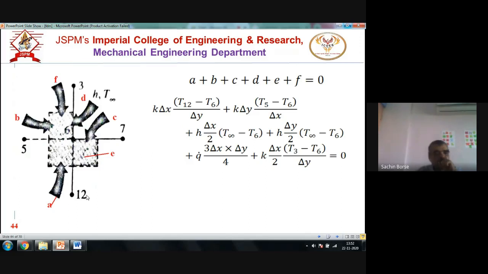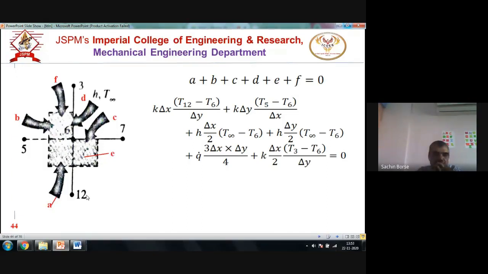Similarly, we can do it for boundary conditions like here for node number 6, as it's a corner. We have taken the 3 quarter elements. An L-shaped element we have taken, and we are applying the boundary condition like A, B, C, D, E, F. Total 6 components we have taken here. Now move further.